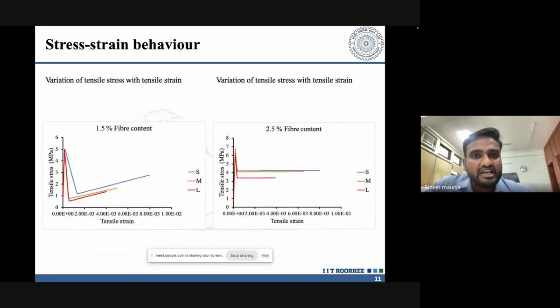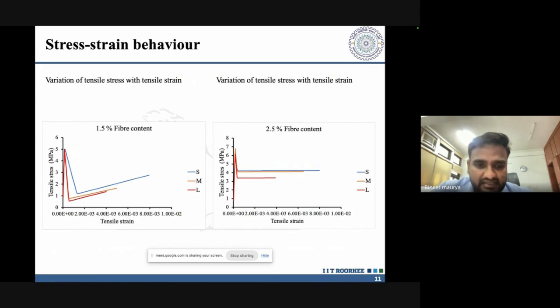These are the stress strain behaviors which have been derived from the model, and for both fiber contents, you will see for smaller specimen sizes, the strain up to which the strain criteria can be applied was around 0.8%. However, for larger specimen sizes, it is around 0.4%, and it is nearly the same for 2.5% fiber content also.